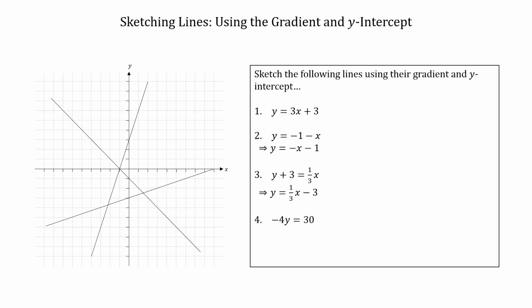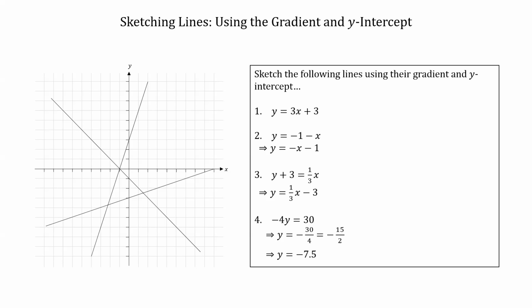So example 4, minus 4y equals 30. Once again, we want to rearrange this to get it in the standard form. And the standard form always has y on the left hand side of the equal sign by itself and everything else on the right hand side. So let's take this minus 4 over to the right hand side and we get y equals minus 30 over 4, so we've divided both sides by minus 4, we can simplify this fraction down a bit and it equals minus 15 over 2.